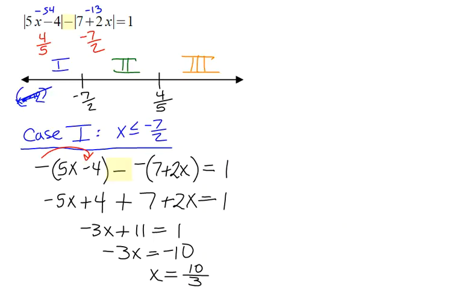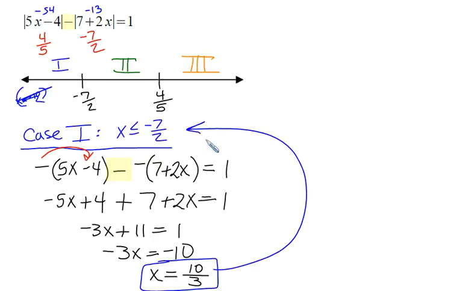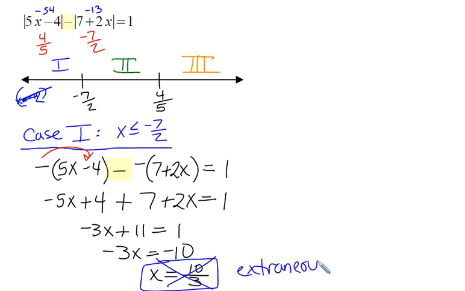Now, before we circle that answer and say it's good to go and celebrate, what we need to do is take that answer and compare it back to the case that we were in. In this situation, x needed to be less than negative 7/2. Is positive 10/3 less than negative 7/2? Nope. That's actually what we would call an extraneous answer. So that would be no, it actually isn't a solution, and we would move on to the second case under consideration.